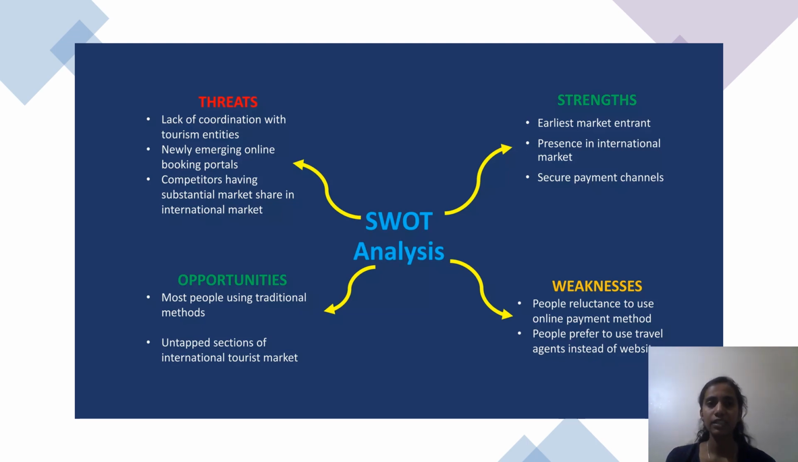And coming to the threats, there is a lack of coordination with the tourism entities, newly emerging online booking portals, and competitors having substantial market share in the international market. These are the main threats. One of the threats is coordination. That means there may be a language problem for the people who are coordinating or communicating, and many other things.